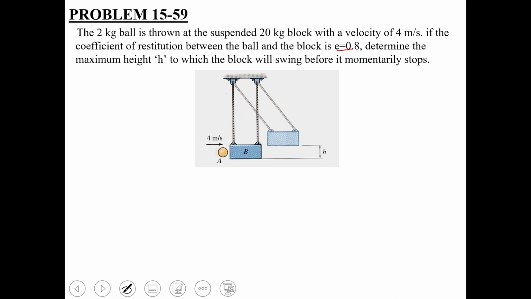So as a result of this collision, block B is going to get some momentum. What should be the maximum height attained by this block after this collision? You have to find out that maximum height h.